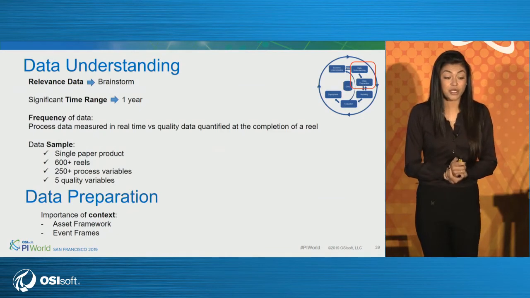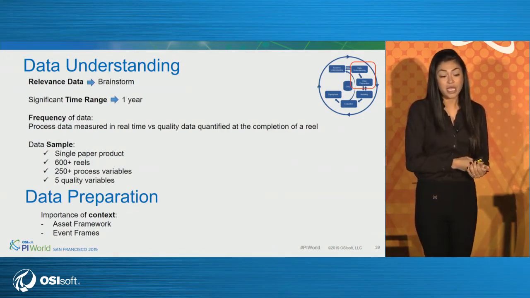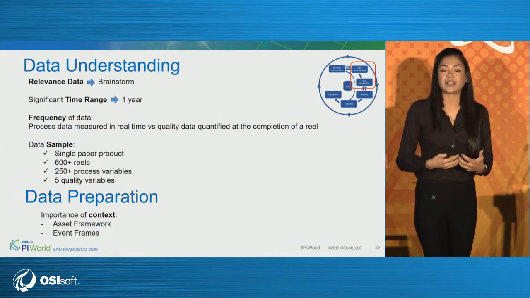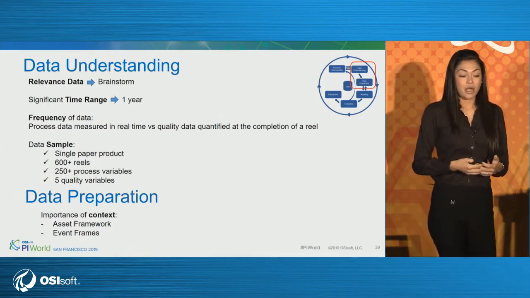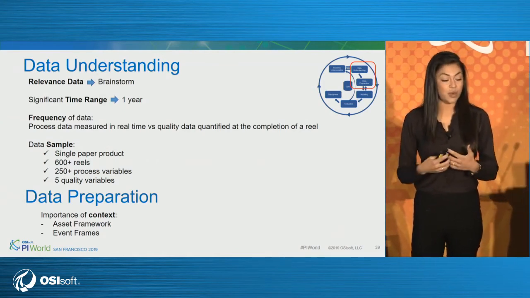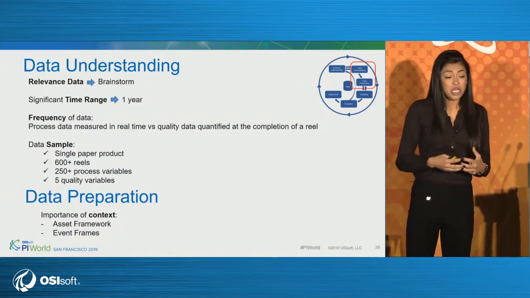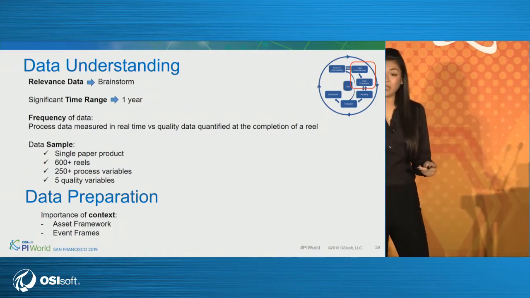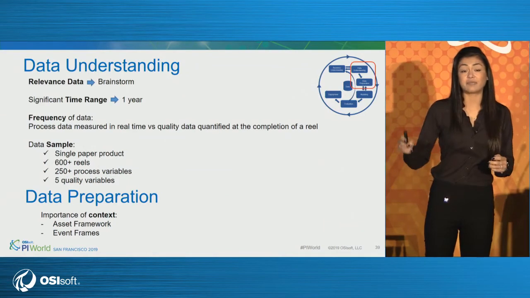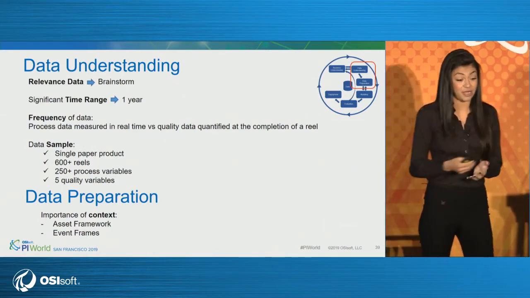Moving to the data understanding, same idea as with the viscosity and the digester, right? So, what will affect smoothness and quality? Second question, what time range are we looking at? In this case, it was 1 year again. And another important thing to understand is the frequency of data, right? Process data can come in real time, but then quality data can be very punctual and come just once the reel is actually over and done.